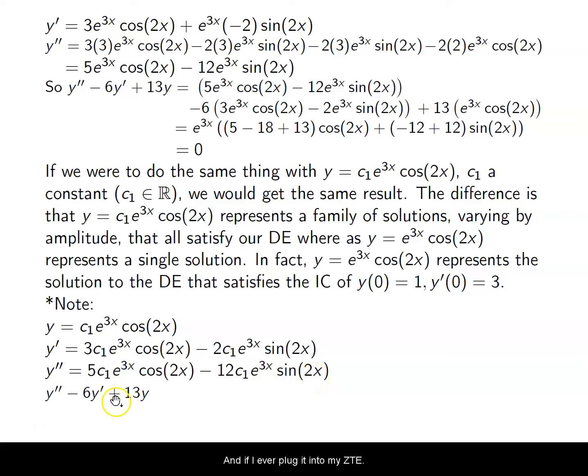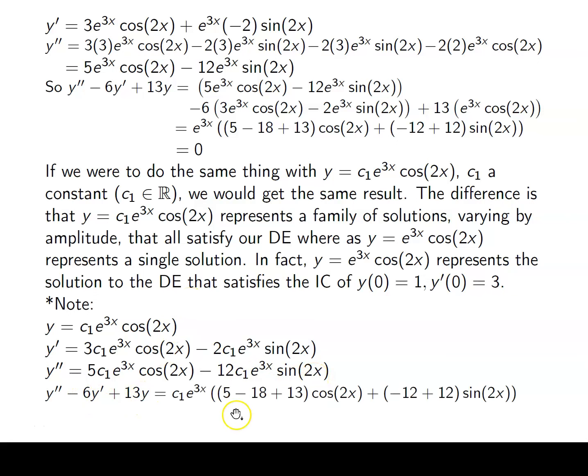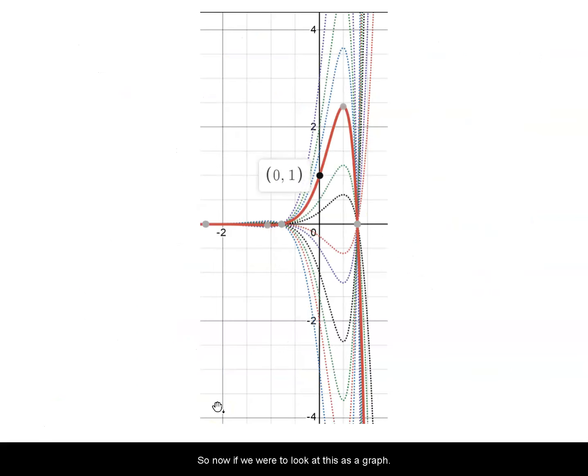And if I were plugging into my DE, it would be the same thing. I would have a constant term of c1 e to the 3x everywhere, just like I did here, that I can pull out, and I still end up with this same internal portion, which is 0 plus 0, which is just 0.